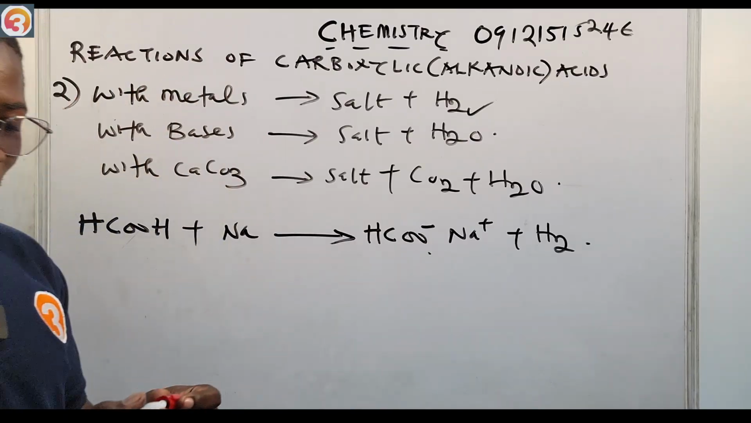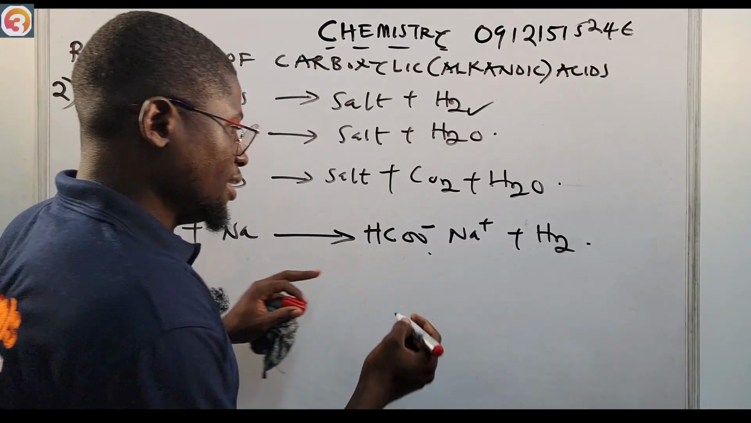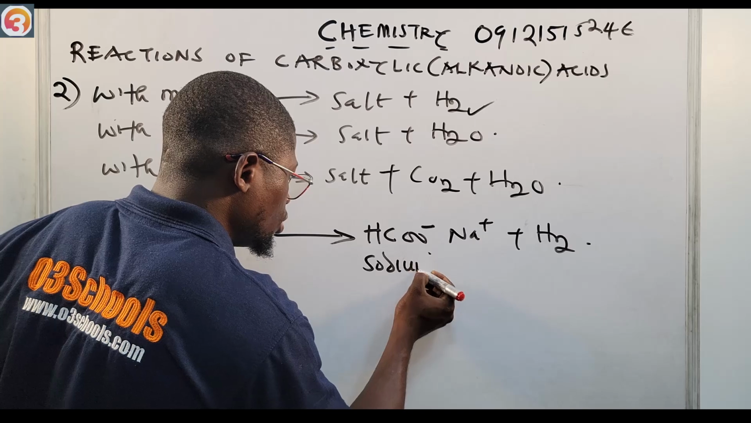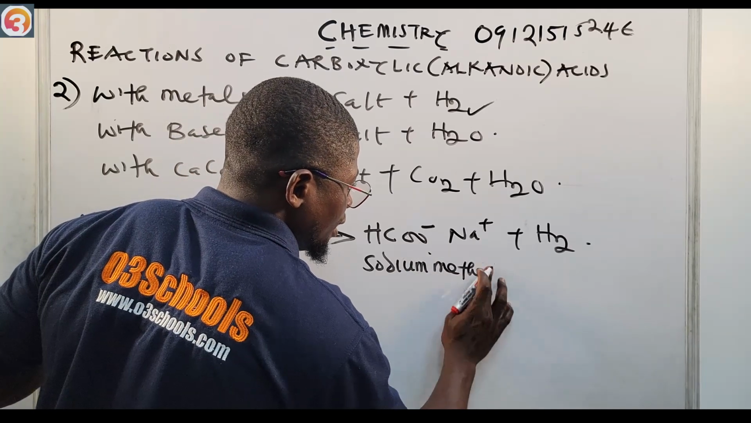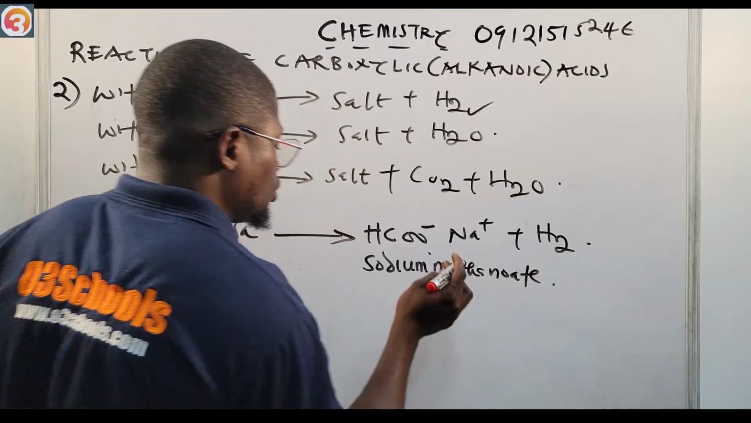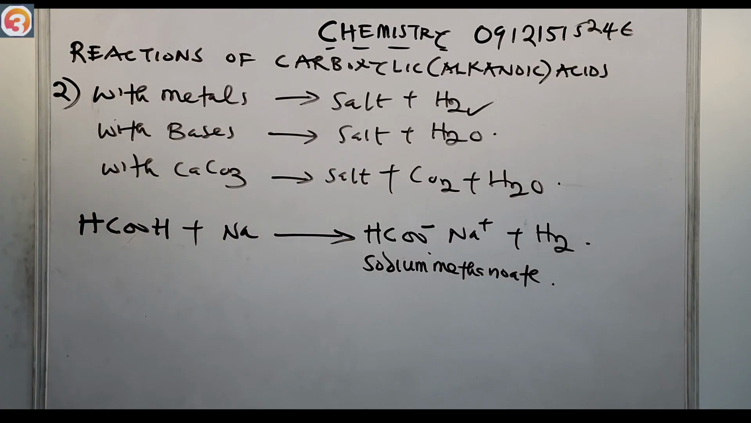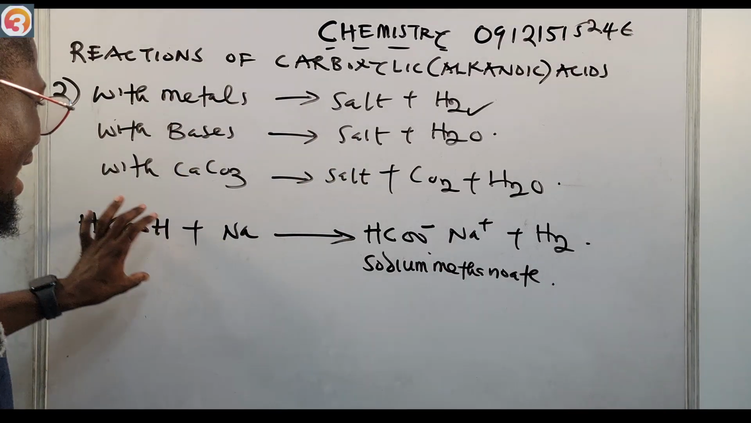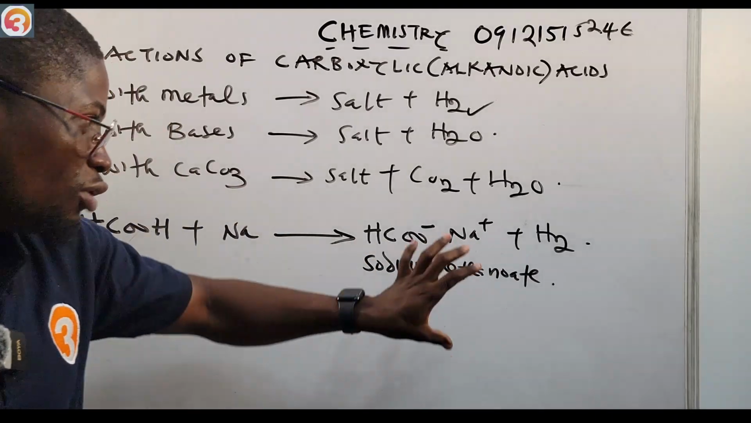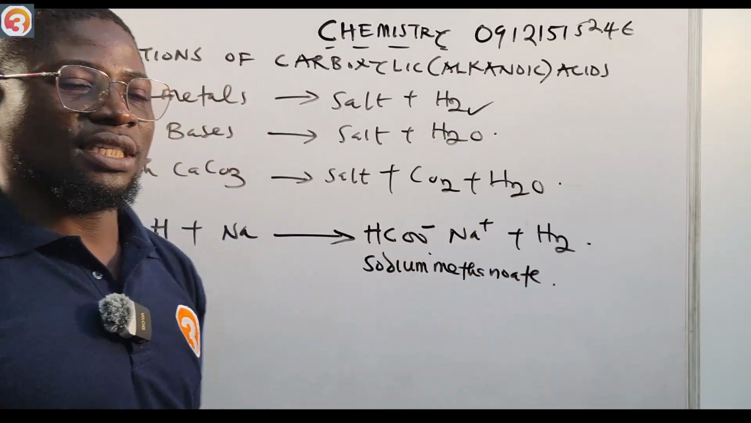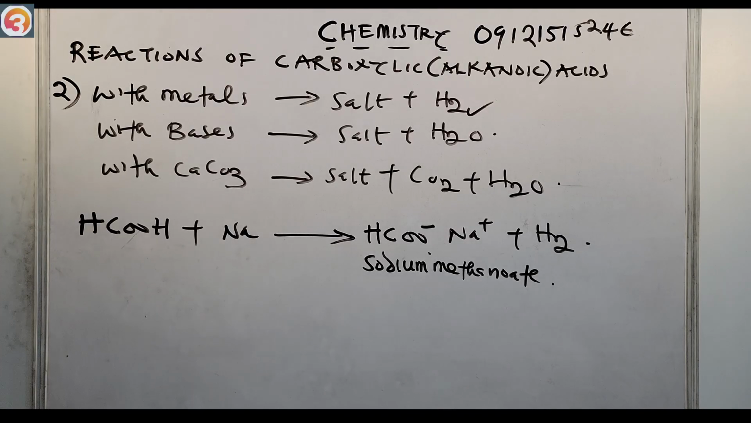So what will we call this salt? It will be called sodium methanoate. So we'll call this salt sodium methanoate. So a carboxylic acid like methanoic acid reacting with sodium gives us sodium methanoate, a salt, and hydrogen gas is what it's giving off.